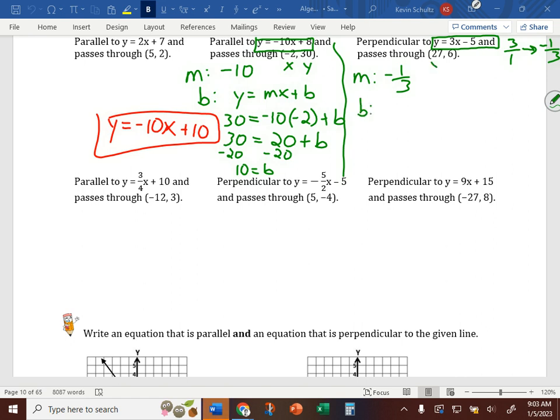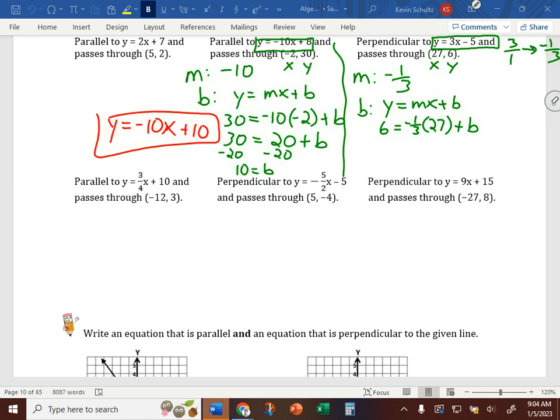We can use this point (27, 6). It gives us a value for x and for y. We plug in what we know in slope-intercept form. We know y is 6. Our slope is -1/3. Our x value is 27. And we're solving for b. Okay. What's -1/3 of 27? -9. Okay, -1/3 of 27 is -9. So we have 6 equals -9 plus b. I'm going to rewrite that all together.